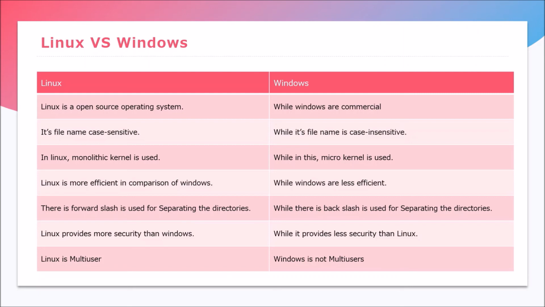Further, Linux is more efficient in comparison to Windows. Also, there is a forward slash which is used for separating the directories in Linux, but in case of Windows, a backward slash is used. Linux provides more security than Windows. As we can see, Windows will have more number of attacks and viruses, but Linux will have very less number of such cases. One more important feature which is there in Linux is it is a multi-user. That means multiple user can log into the same server at the same time. That is not available in Windows.